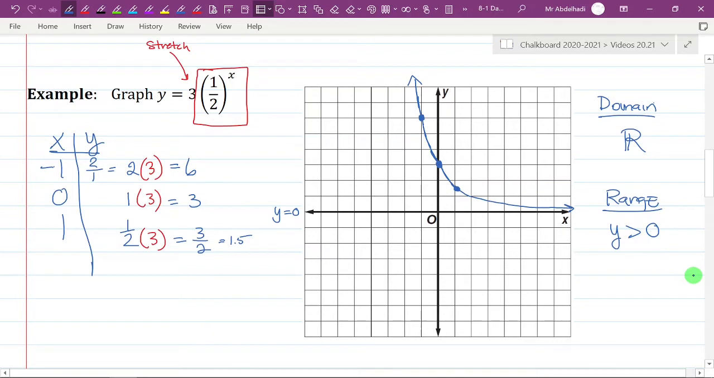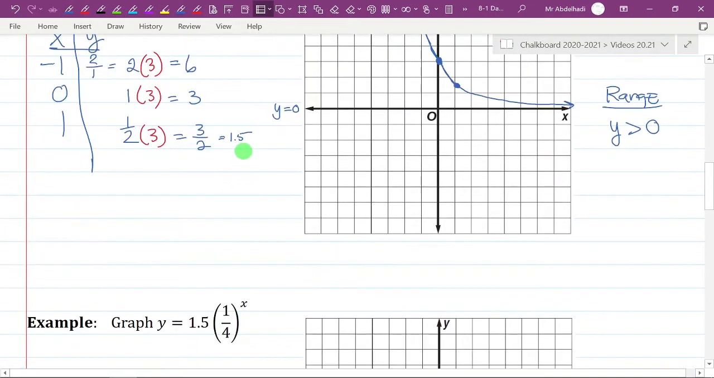Okay, so everything is the same as it was with the growth functions, except you're starting with a number that's less than 1 in here, meaning a fraction, like 1/2 or 2/3 or 3/5 or whatever, something that's less than 1. So the function is coming down instead of up. That's the only difference. Everything else is exactly the same as the last lesson. Let's try another example here.